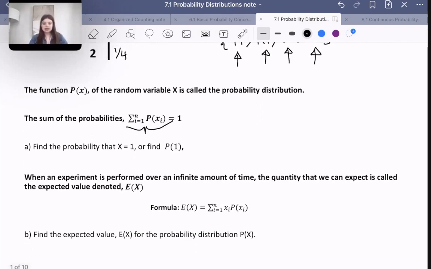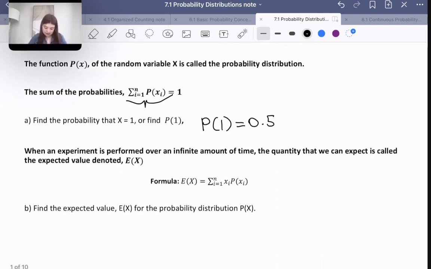So here's an example. It says, find the probability that x equals 1, or find the probability p of 1. Okay? So let's say that p of 1 is equal to 0.5. Then we're told when an experiment is performed over an infinite amount of time, the quantity that we can expect is called the expected value.